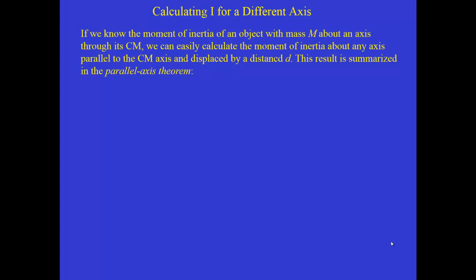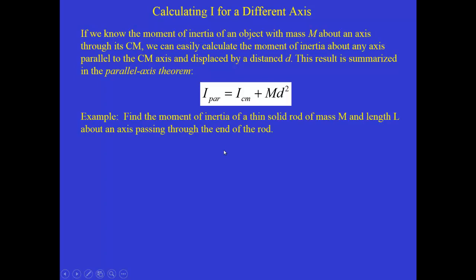That's why this result is called the parallel axis theorem. And I won't prove it, but just quote what the result is and give a simple example. So if this object has a mass m, and we know the moment of inertia about the axis passing through its center, we can find the moment of inertia about a parallel axis by just adding the quantity m times d squared. This only works when the two axes are parallel to each other. So here's a simple example.